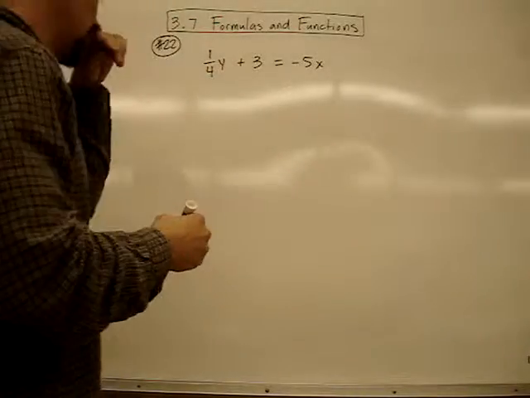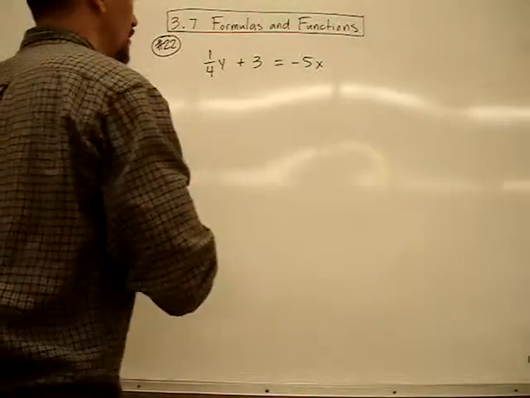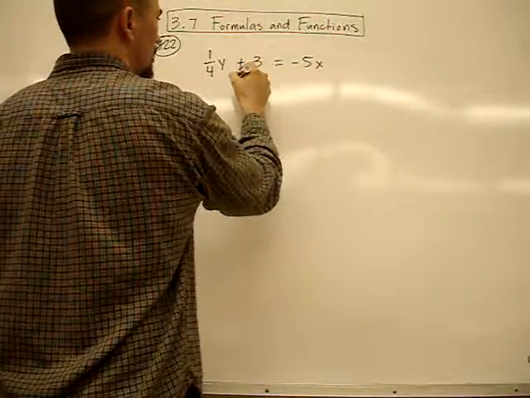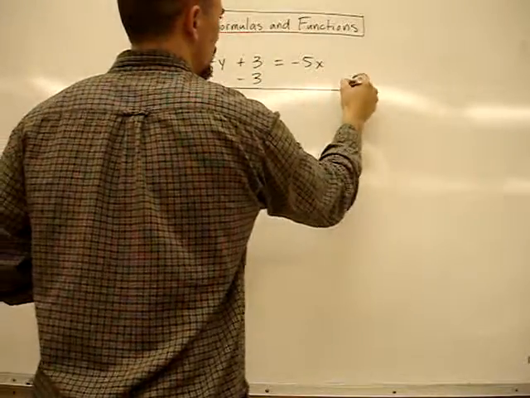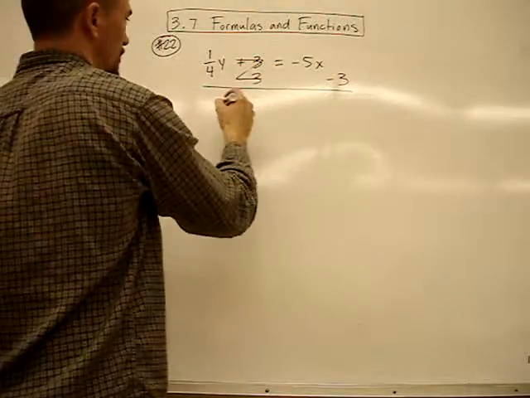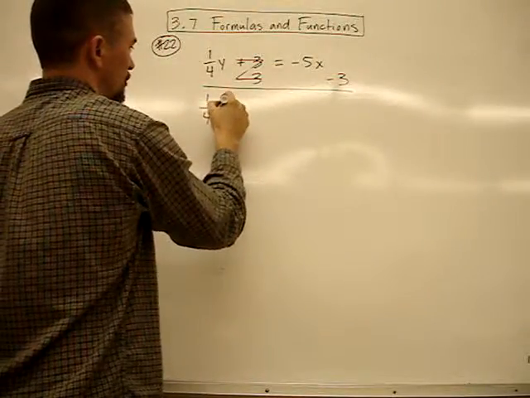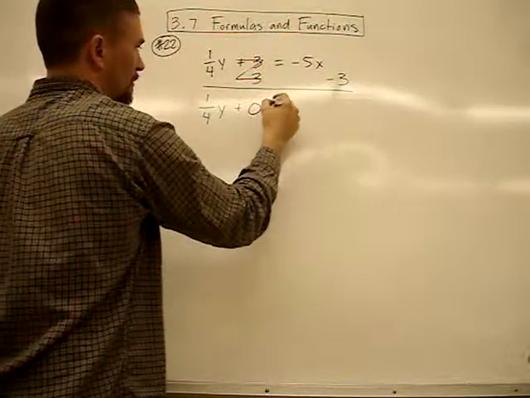Okay, let's do number 22. Trying to solve for y, so we got to get y all by itself. We've got a positive 3 over here that we can get rid of with a negative 3, so that cancels out. And of course, the reason that cancels out, I suppose, if you really needed to see it, is plus 3 minus 3 makes a 0.